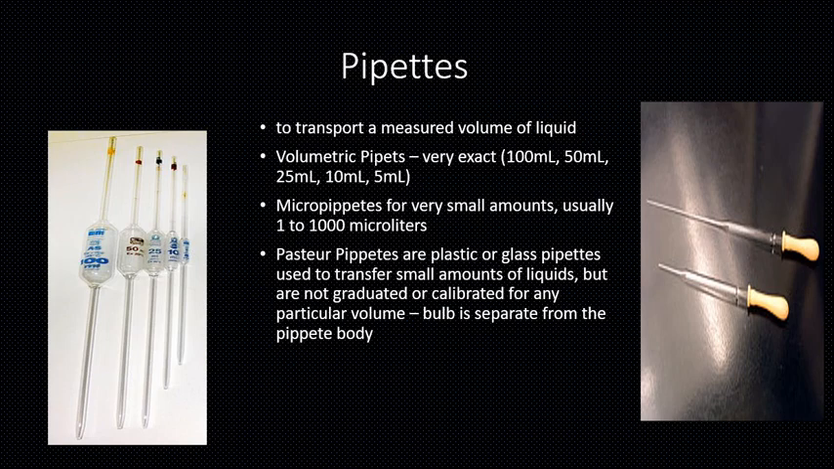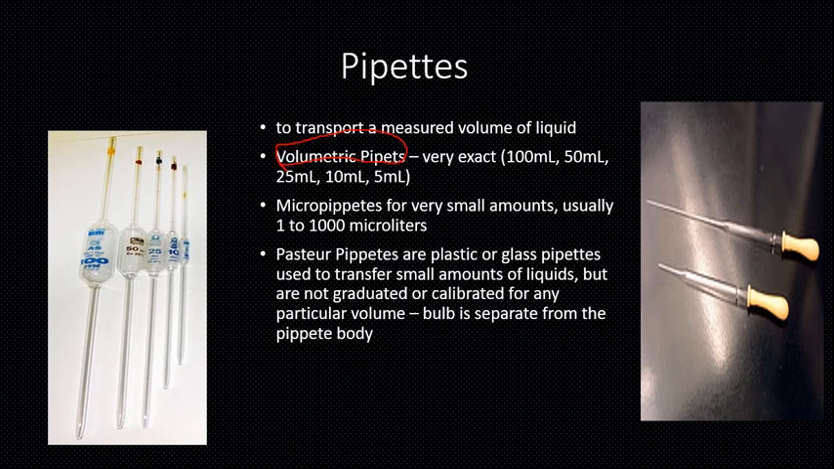Pipettes are used to transfer a measured volume of liquid as well, so it would be a tinier volume of liquid. Volumetric pipettes measure very exact amounts of liquid: 100 milliliters, 50 milliliters, 25 milliliters, 10 milliliters, and 5 milliliters. So these are exact amounts that you want to measure. You'll use a volumetric pipette.